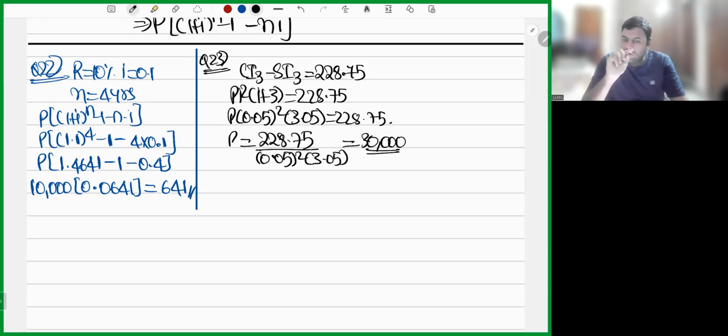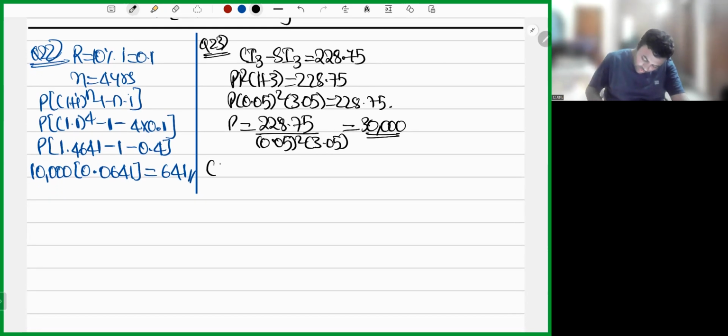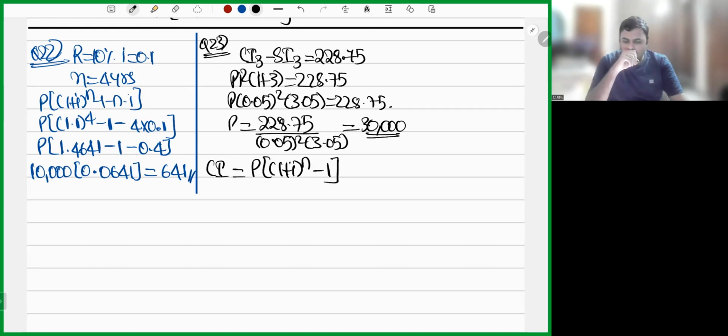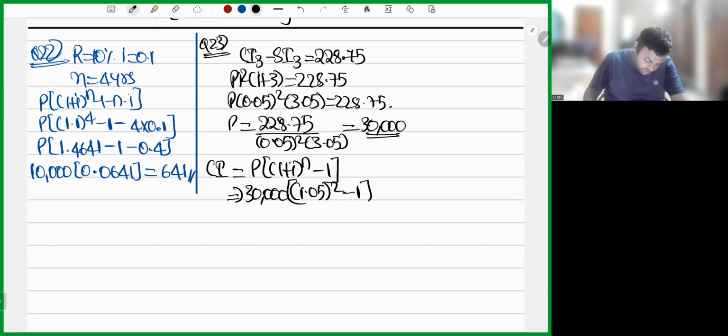But be careful, this is not what he is asking. He is asking you compound interest for 2 years. Principal is not what he is asking. So what is the compound interest formula? P into (1 plus I) whole power n minus 1. This is the compound interest formula. 30,000 into (1.05 whole square minus 1). Sir, why 1.05 whole square? Simple, my dear friends. Rate of interest is 5%. He said that. 1.05 whole square.